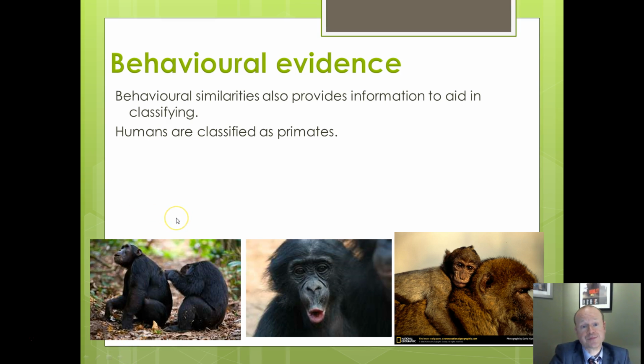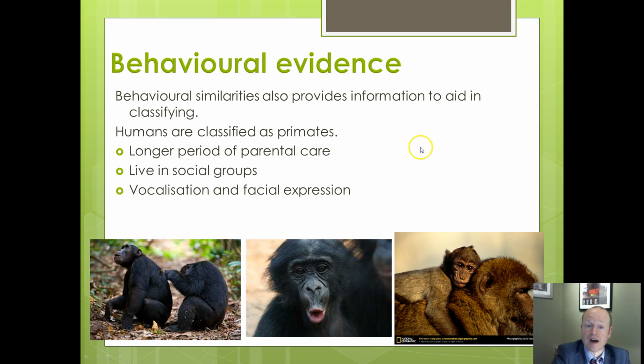Behavioral evidence. We can use behavioral similarities to classify things. We are classed as primates, and in common with our primate cousins, we give our offspring a long period of care. We live in social groups. We vocalize, making noises that others in our groups can recognize, and have facial expressions that others in our groups can recognize. Now, it's not to say that the facial expressions across all primates are the same. This is a broad smile in humans. I would never do that to a chimpanzee. They won't like it.